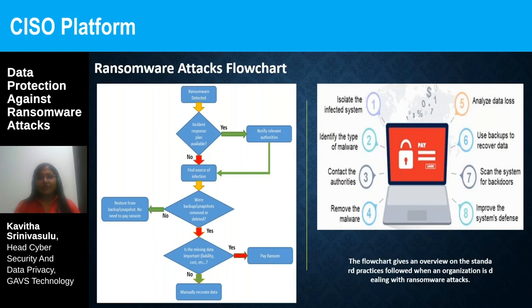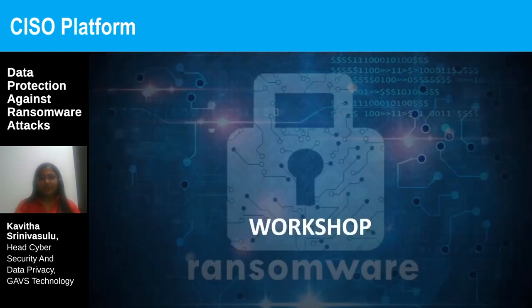And the next step is you have to analyze the data loss and use backups to recover data, scanning and improving the infrastructure, or upgrading the systems. These are the key steps that you have to take when a ransomware attack or any kind of cybercrime happens. So that's the chart given over here, or the picture that is defined.